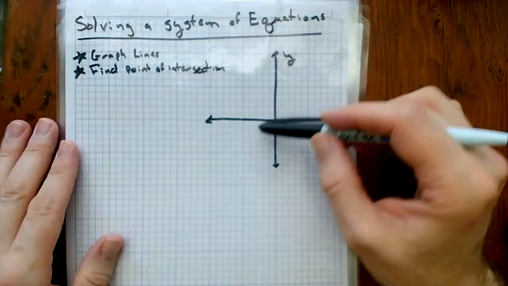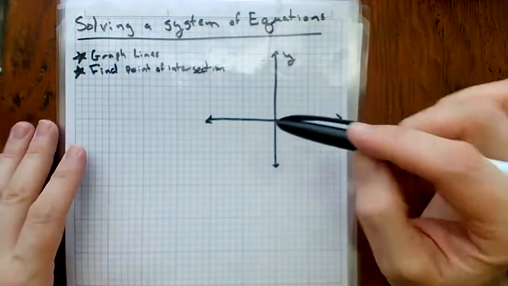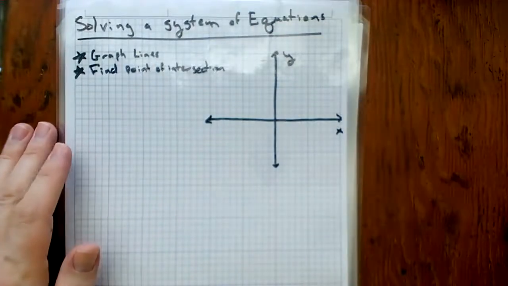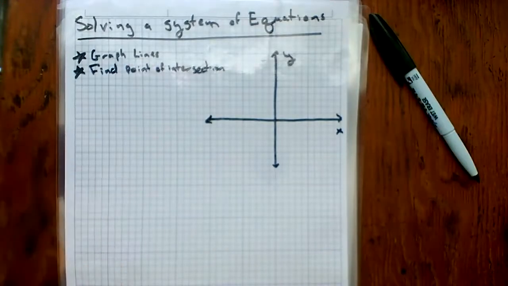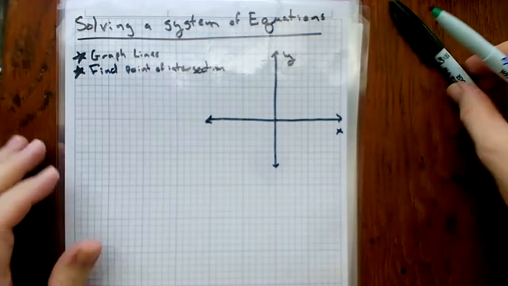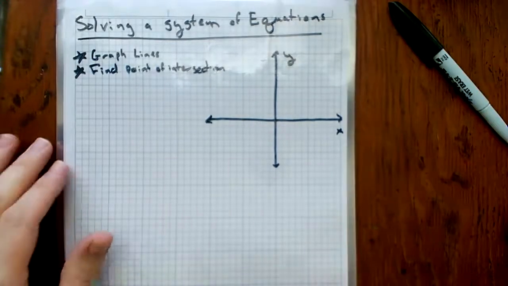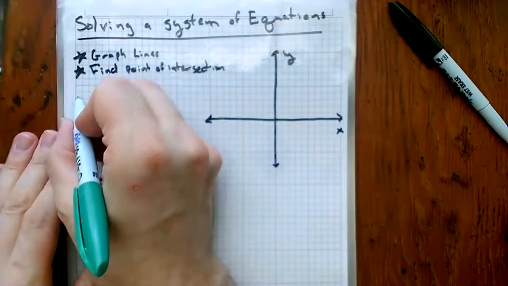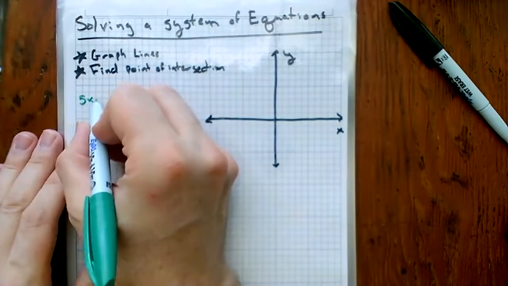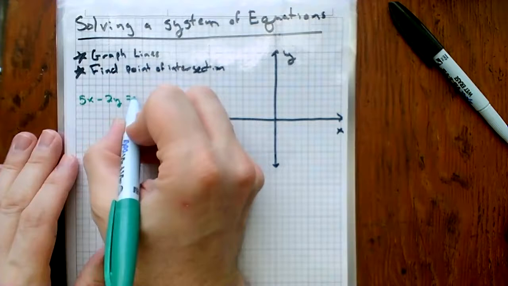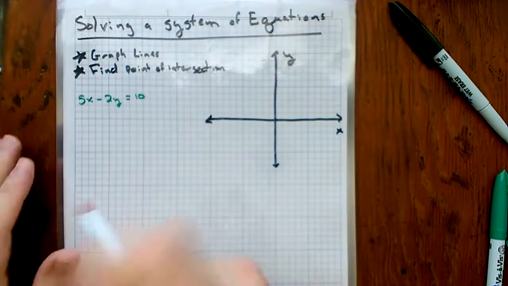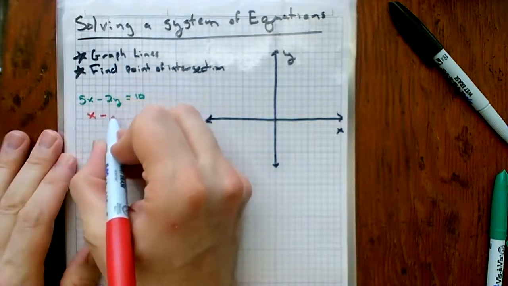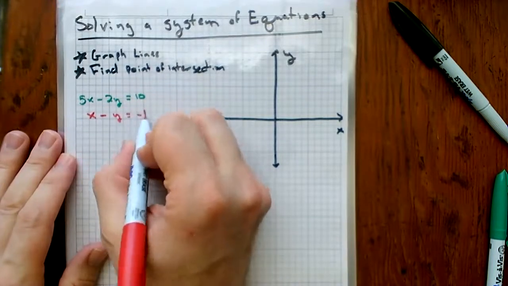If your lines are literally the same line, it's called collinear, or you've got a dependent system. But anyway, let's go through a couple examples here. And the first one, I've got two different types of equations that we can do. I'm going to start with this one. Let's start with 5x minus 2y is equal to 10. And for our second equation, we're going to do x minus y is equal to negative 1.